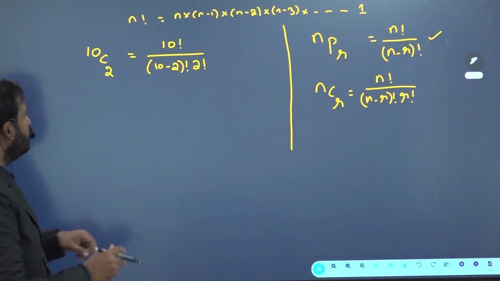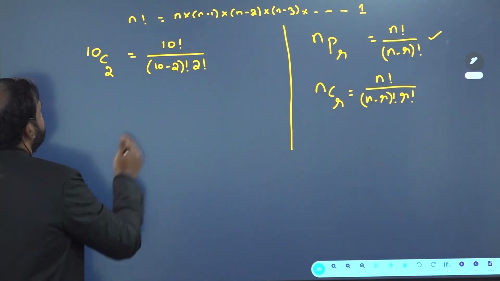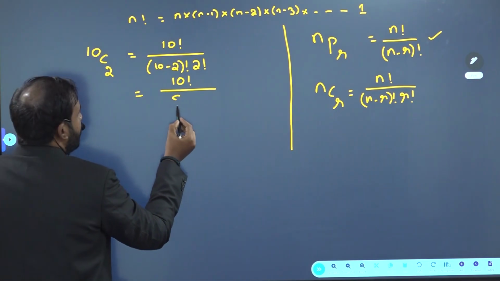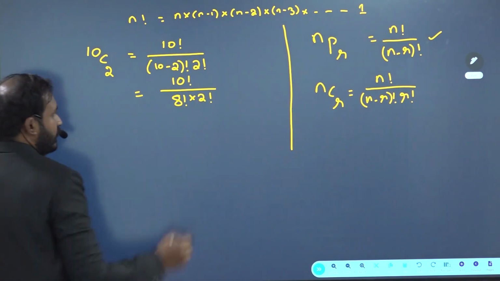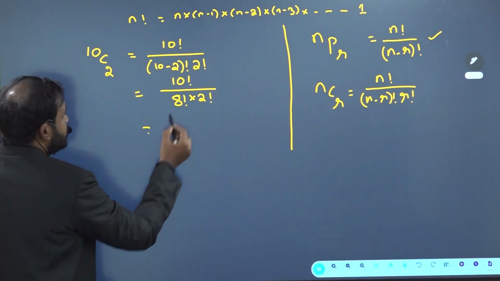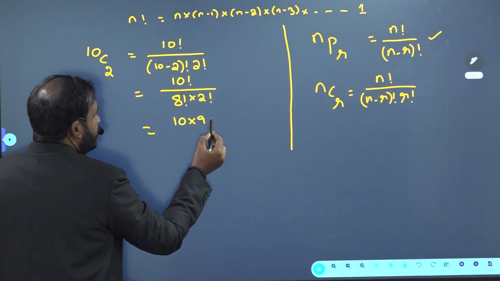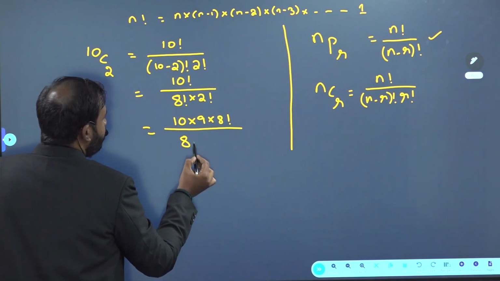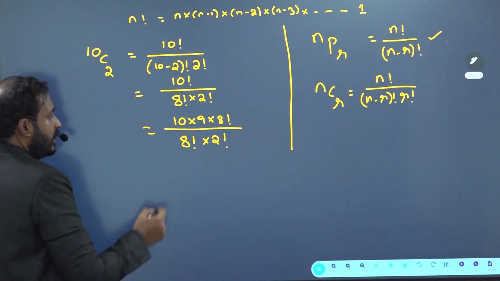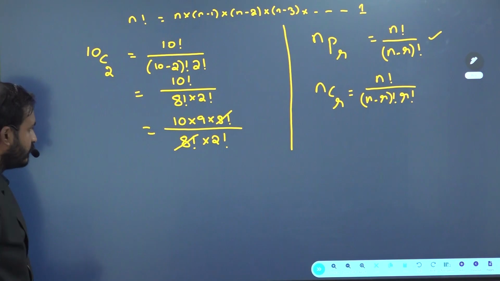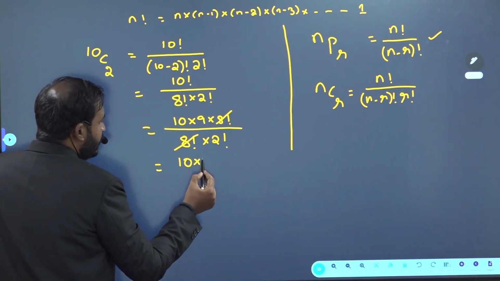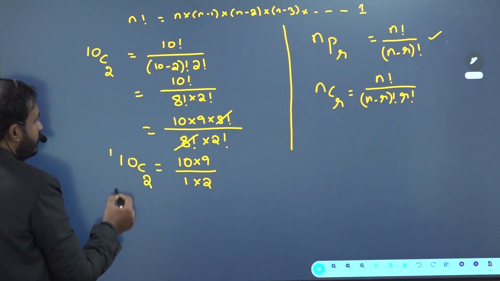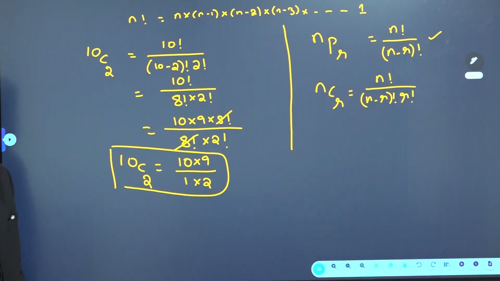That is the thing, right? Now, when we solve this one, what will happen? 10 factorial by 8 factorial into 2 factorial. Now what happens to this numerator? 10 into 9 into 8 factorial. I can write it as 10 into 9 into 8 factorial by 8 factorial into 2 factorial. Now see here students, I can cancel 8 factorial with 8 factorial and directly write it as 10 into 9 by 2 factorial, which means 1 into 2. So 10C2 means 10 into 9 by 1 into 2.